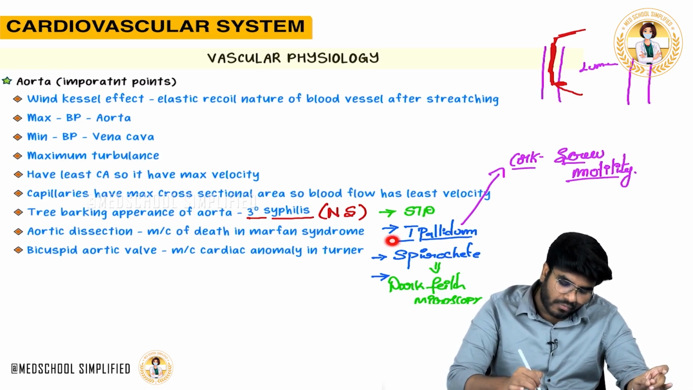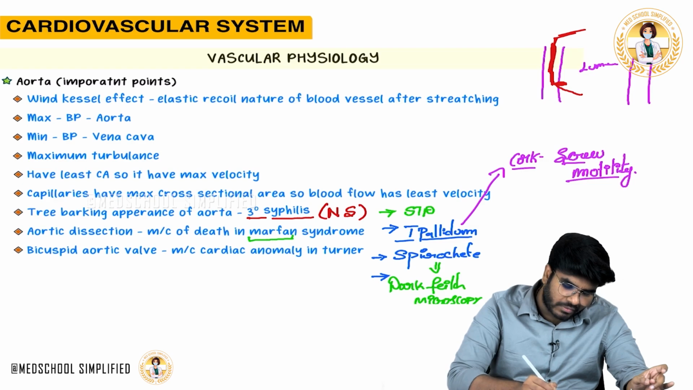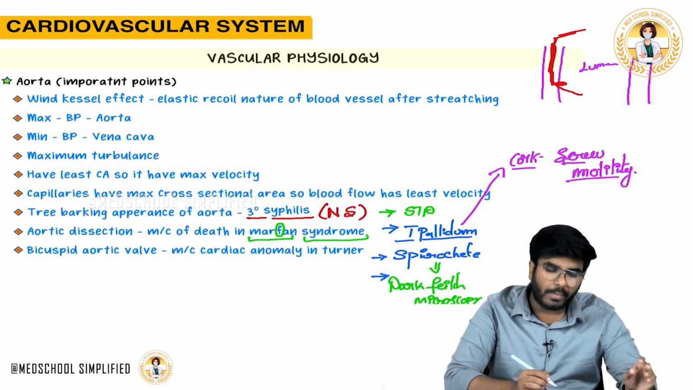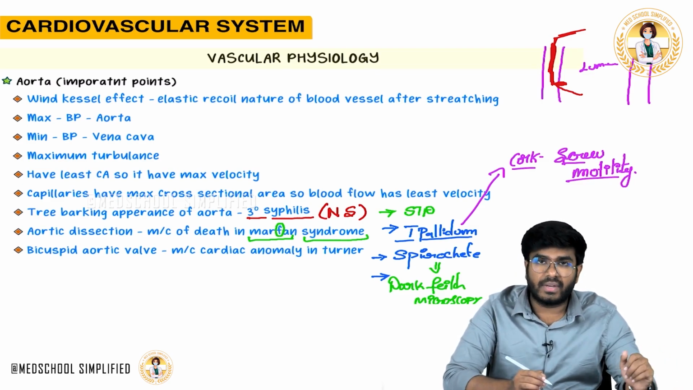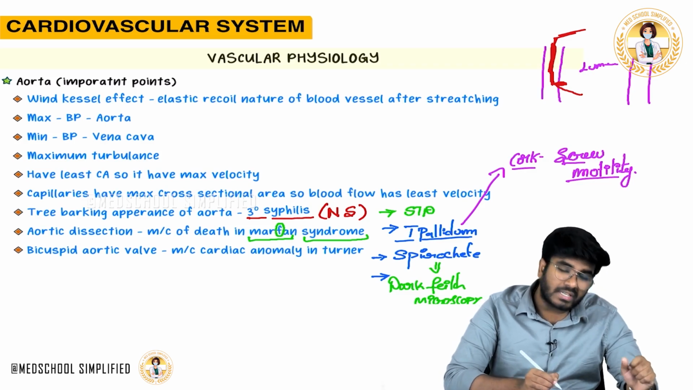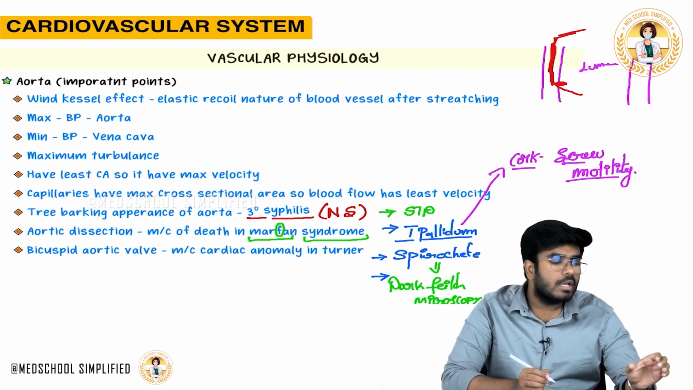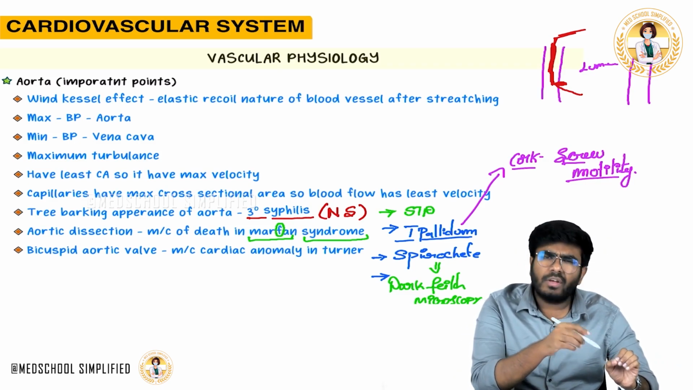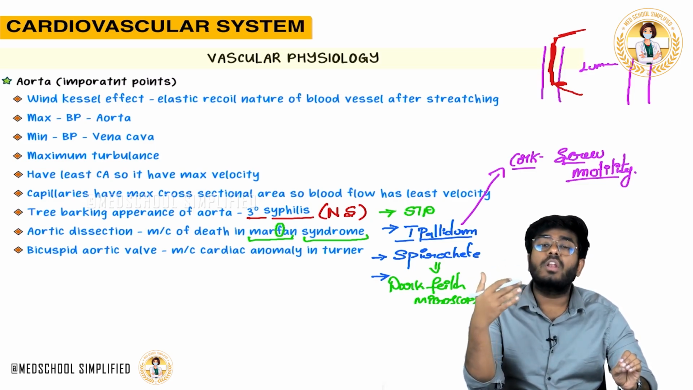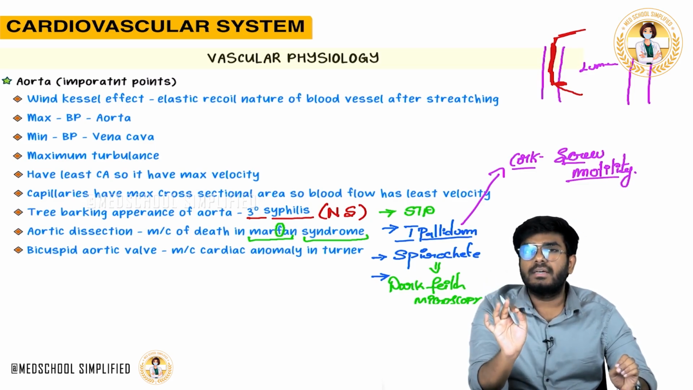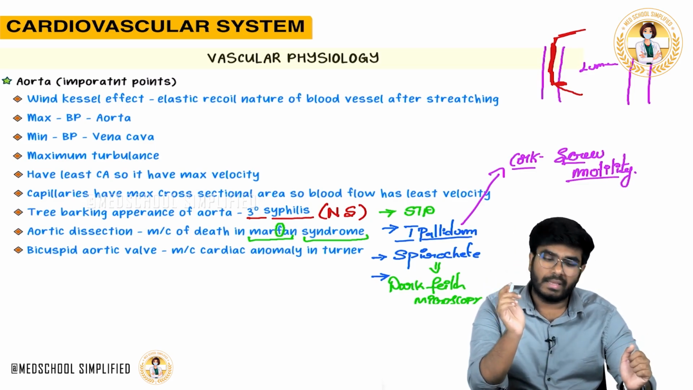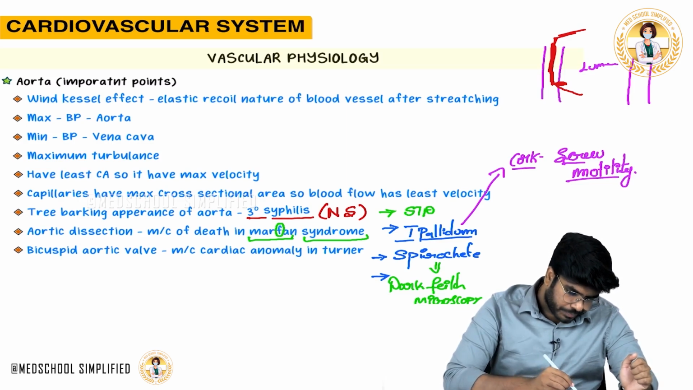There is a disease called Marfan syndrome, which is a connective tissue disorder where there is a defective fibrillin protein. Marfan, F for fibrillin defect. So it's a connective tissue disorder. The connective tissues are not properly made, and in the aortic wall there are a lot of connective tissues, so those are also not proper. Aorta is under lots and lots of pressure. There will be an intimal tear which is going to dissect the aortic wall into two layers. So that is the important point about aortic dissection, the most common cause of death in Marfan syndrome.